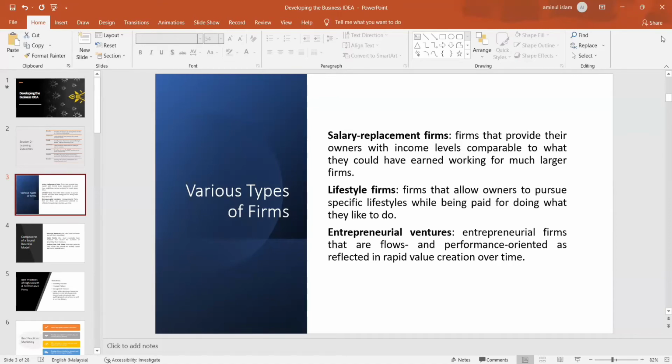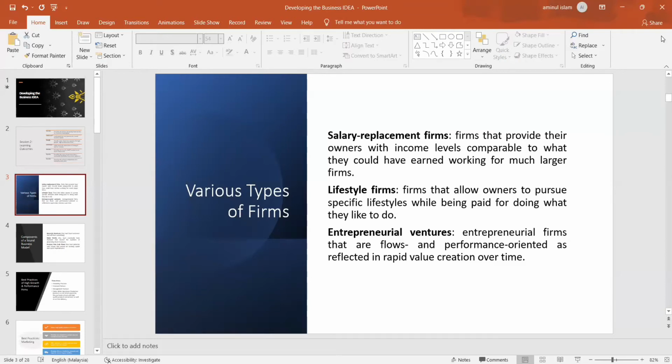Firms that provide the owners with an income level comparable to what they could have earned working for much larger firms. So if you find a job and, for example, your salary is 10,000 ringgit or 20,000 ringgit per month, and you can venture into something new and become your own boss and create job opportunities for people, and yet you can only earn about the amount that you can earn from working with a corporation, that's what we call salary replacement firms.